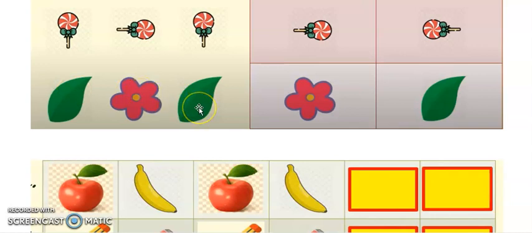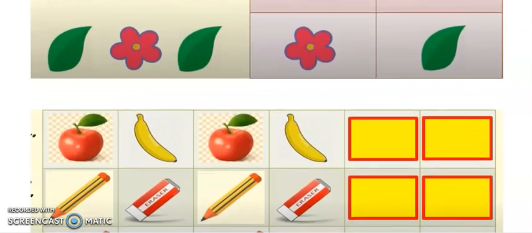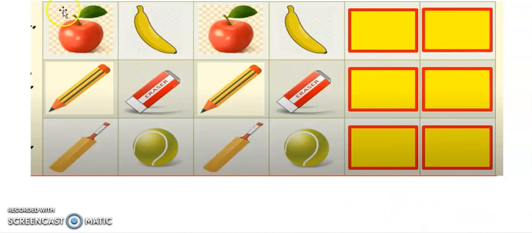Leaf, flower, leaf. Next design should come as, yes, flower. Understood? Let us look at this. Apple, banana, apple, banana. Which one should come first? Apple, isn't it? Here, banana. Pencil, eraser, pencil, eraser. Next is eraser or pencil? Yes, it is pencil. First pencil should come, then eraser. Bat, ball, bat, ball. Here, which picture should come next? Bat, then ball. Understood? Okay, that's all. Now we will look at the textbook exercises.